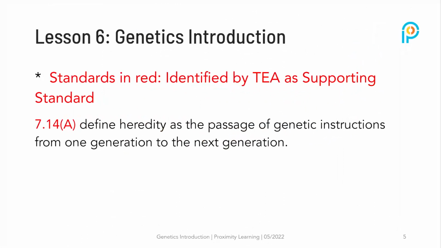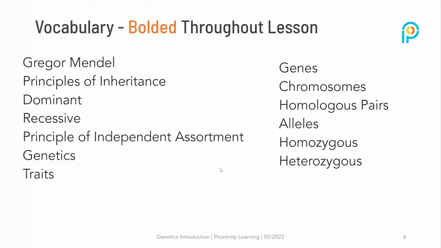And this is a supporting standard. And here are vocabulary words that will be bolded throughout the lesson. We have Gregor Mendel, principles of inheritance, dominant, recessive, principle of independent assortment, genetics, traits, genes, chromosomes, homologous pairs, alleles, homozygous, and heterozygous.